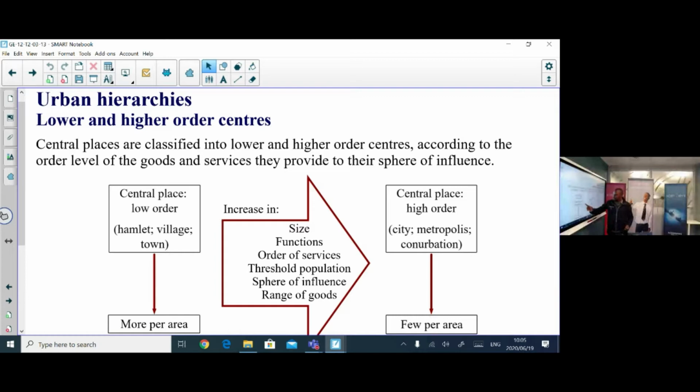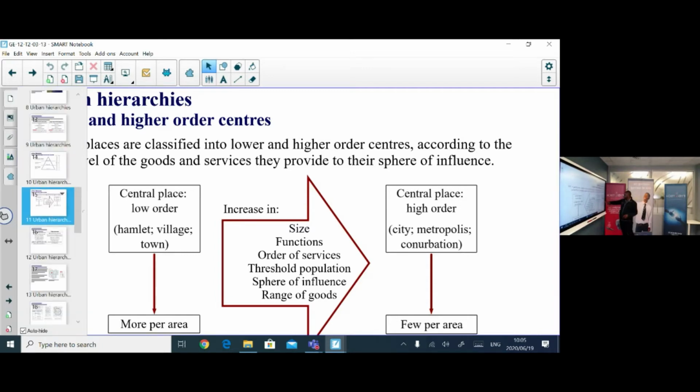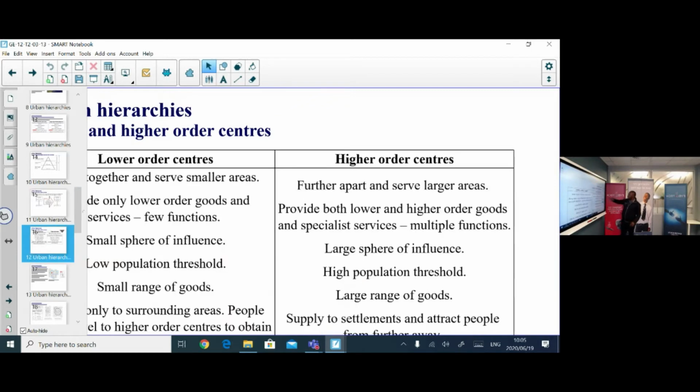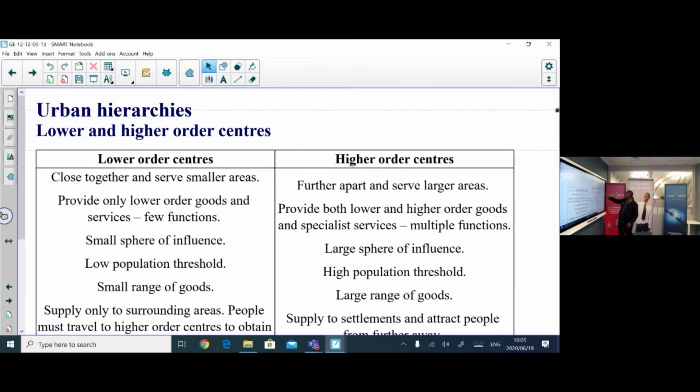Then it increases to the central place high order. When they become high order, we are talking of cities, metropolis, conurbations. And when you get to the high order, you find that we have got fewer people per area. We're not going to dwell much on that because it's just a recap of the lesson that we did yesterday.